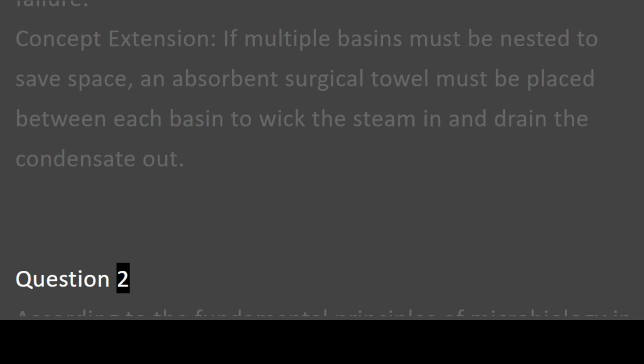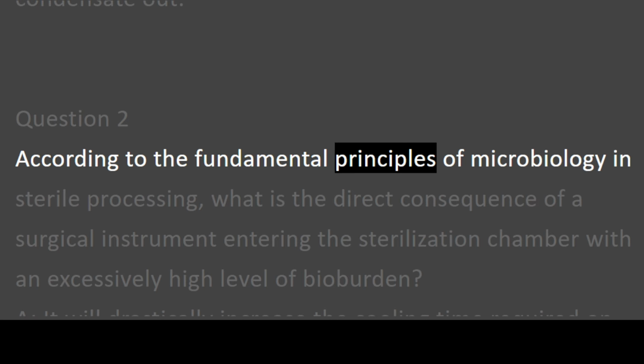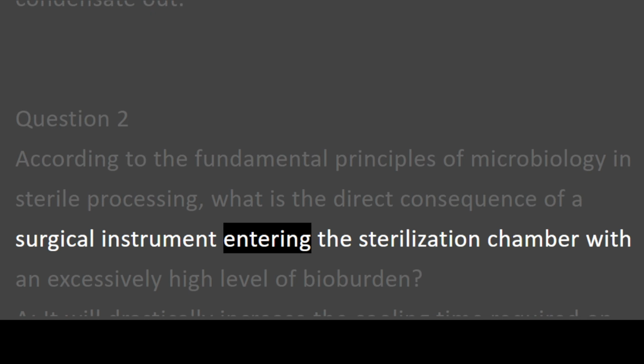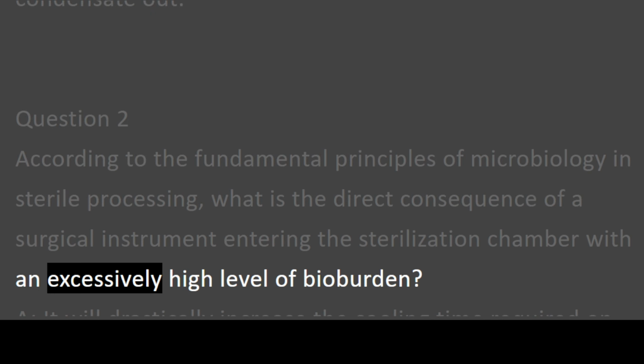Question 2. According to the fundamental principles of microbiology and sterile processing, what is the direct consequence of a surgical instrument entering the sterilization chamber with an excessively high level of bioburden?